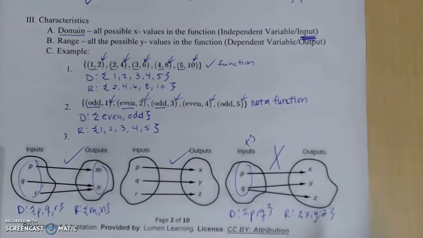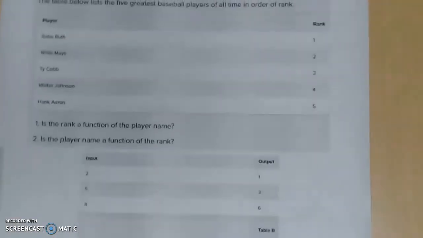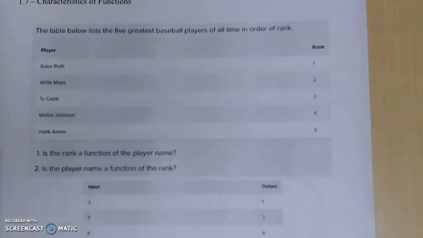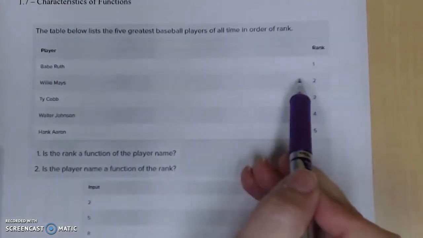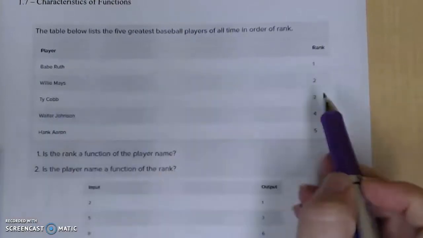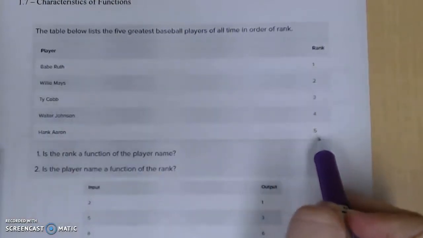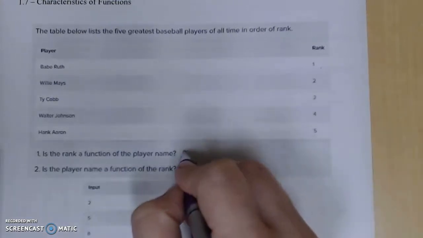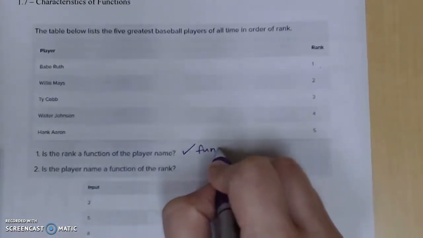So I want to show you the different ways you may see them in a graph, in ordered pairs, or maybe in one of these little tables. And then here's a couple of examples as well. It says the table below lists the 5 greatest baseball players of all time in order of rank. Is the rank a function of the player name? Rank, function of the player name, meaning does your rank happen more than once? Do your ranks repeat? And they don't, so this would be a function.